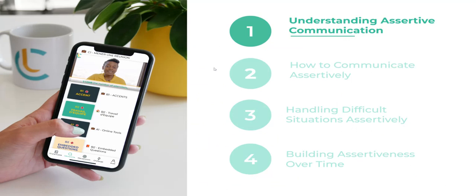So we're going to have 4 parts to today's conference lesson. The first one here is highlighted: understanding assertive communication. The second part of the lesson on the agenda: how to communicate assertively. Part 3: handling difficult situations assertively. And number 4: building assertiveness over time. So we've got some different elements to look at, all related to assertive communication.